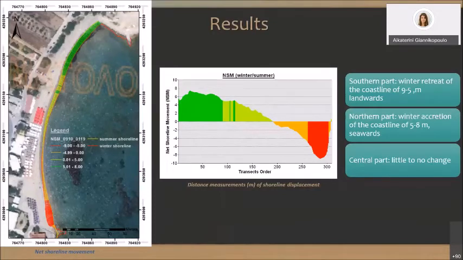Differential GPS measurements of the coastline position for each season indicate changes mainly at the northern and southern parts of Vravrona Beach. In detail, regarding the winter profile, at the southern part there is a retreat of the coastline position of about 9 to 5 meters landward in relation to the summer profile. Respectively, the accretion of the coastline at the north part of the beach is about 5 to 8 meters seawards. At the central part, coastlines of each season are approximately at the same position.